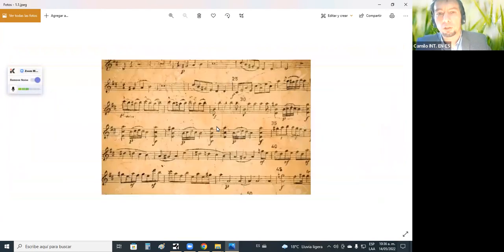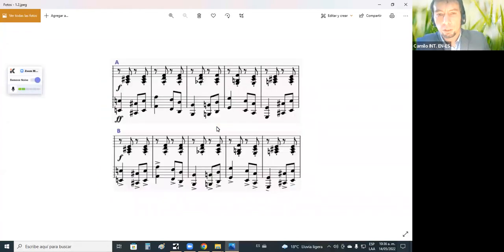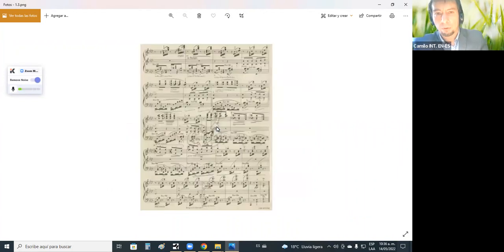Here you have some random images of more standard kinds of music notation that you might be familiar with.